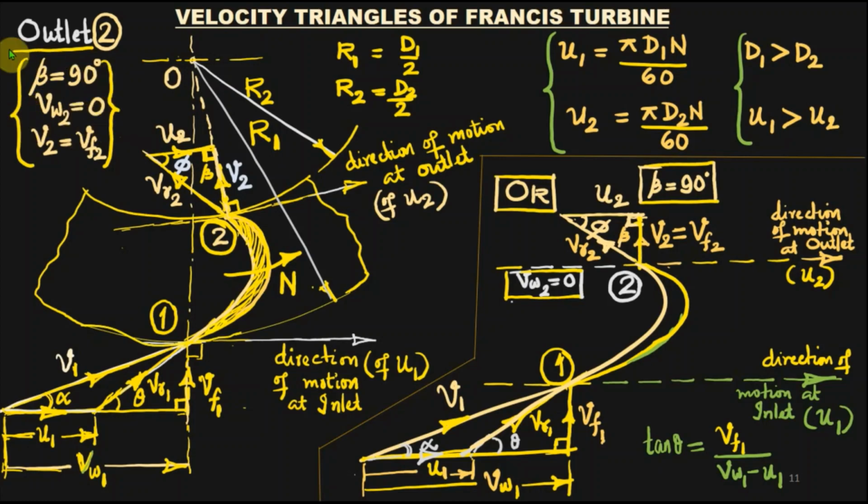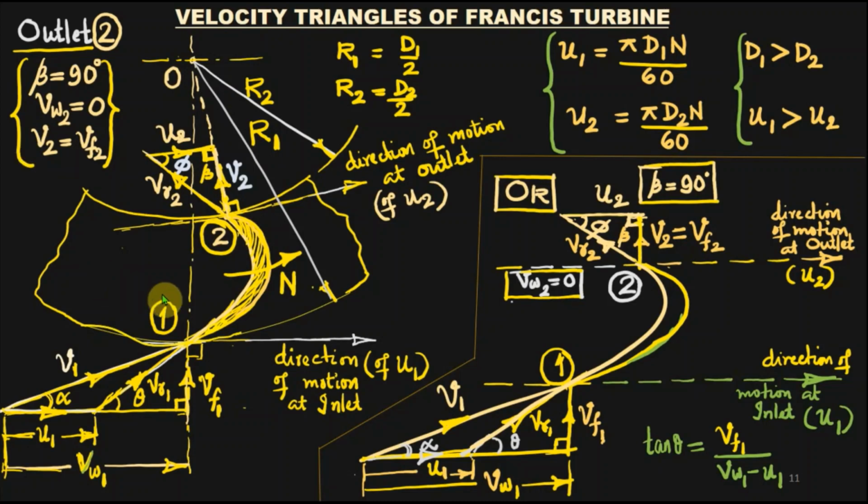So obviously VW2 is 0. So remember these points: beta is 90, VW2 is equal to 0, V2 is equal to VF2, and the flow is radial at outlet. See, always VF1 and VF2 will be along the radius, so therefore they are also called radial components of flow, that is flow components of velocity, VF1 and VF2. Here VF2 is equal to V2.